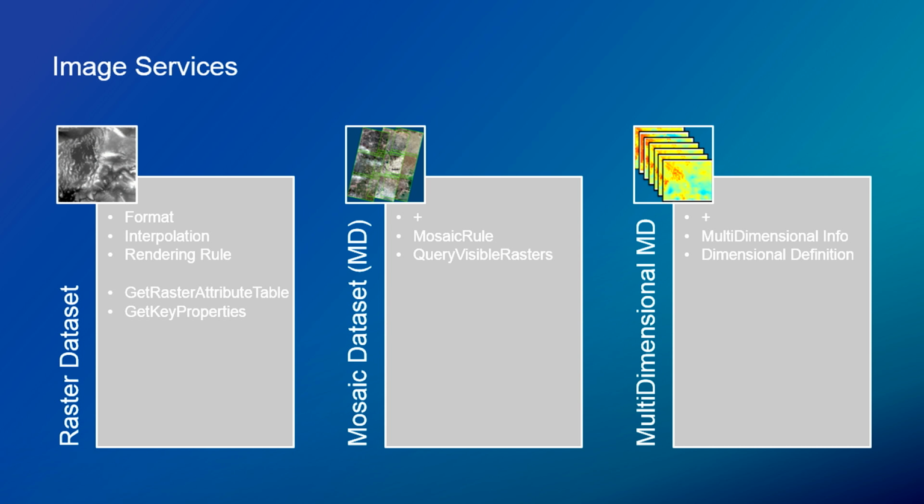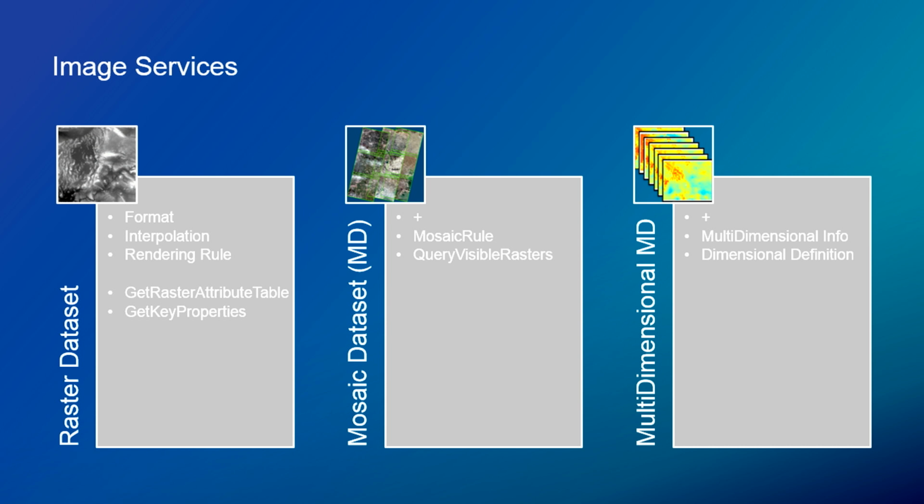So it can be based on a raster data set, which has certain capabilities like being able to do the dynamic processing using the rendering rule and define the format and the pixel type, in addition to being able to get the raster attribute table. But if it is based on a mosaic data set, that gives you some additional capabilities, like being able to define how those images should be mosaicked together or querying for specific images in your mosaic data set. So all of those capabilities are exposed through your image service essentially.